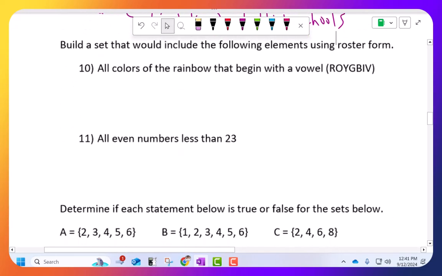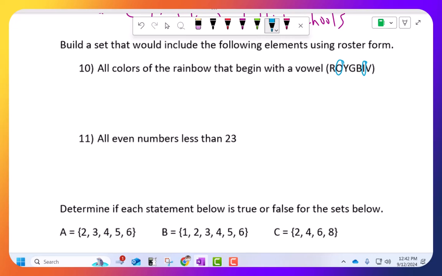Okay, now it says build a set that would include the following elements using roster form: all colors of the rainbow that begin with a vowel. And remember, colors of the rainbow, so R stands for red, O is orange, Y is yellow, G is green, B is blue, I is indigo, and V is violet. So we just have to write down those that begin with a vowel. As I look at my list right here, orange begins with a vowel, and so does indigo.